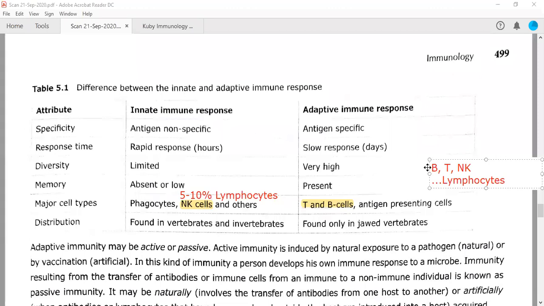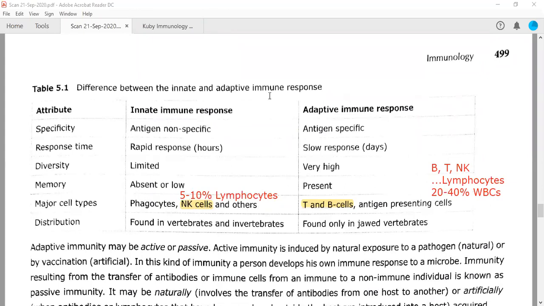And I told you that they together constitute 20 to 40% of leukocytes, which are actually called WBCs, white blood cells. Now see the differences. These lymphocytes are actually 20 to 40% of white blood cells in the blood. But out of these lymphocytes, which are actually three different types of cells, only 5 to 10% are the natural killer cells.